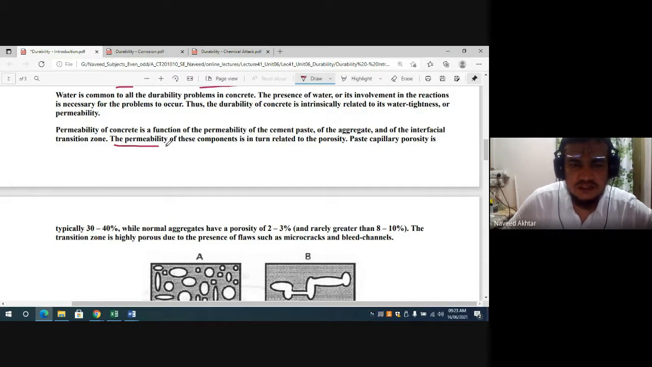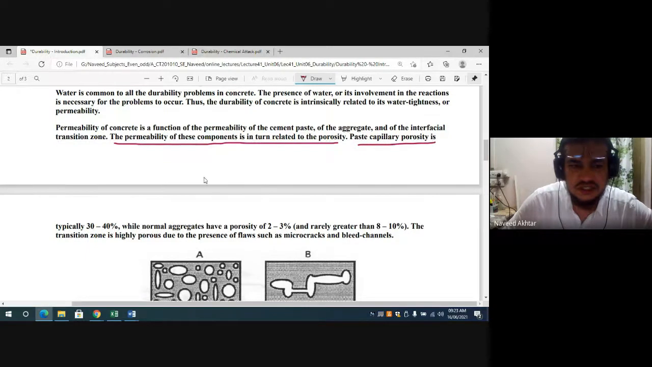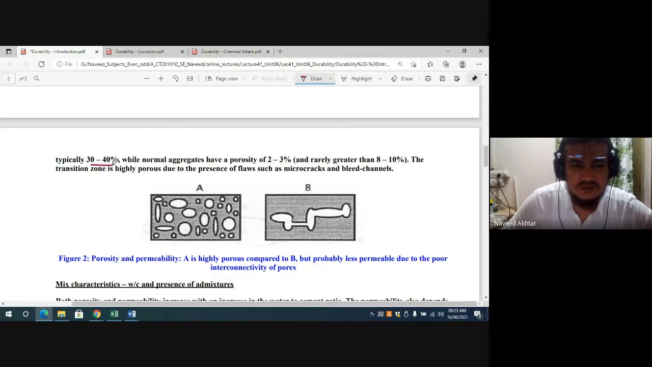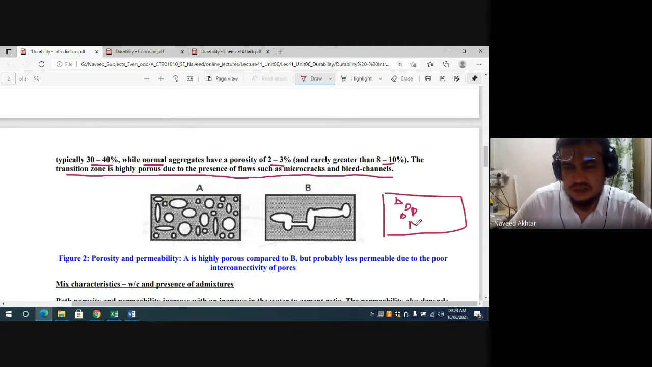The permeability of these composites is in turn related to the porosity, and paste capillary porosity is typically 30 to 40%, while normal aggregate has porosity of 2 to 3% and rarely greater than 8 to 10%. The transition zone is highly porous due to the presence of flaws such as macrocracks and bleed channels. Before that also I have told you, in your concrete mass the aggregates are there. Okay, this is your concrete mass and these are the aggregates.